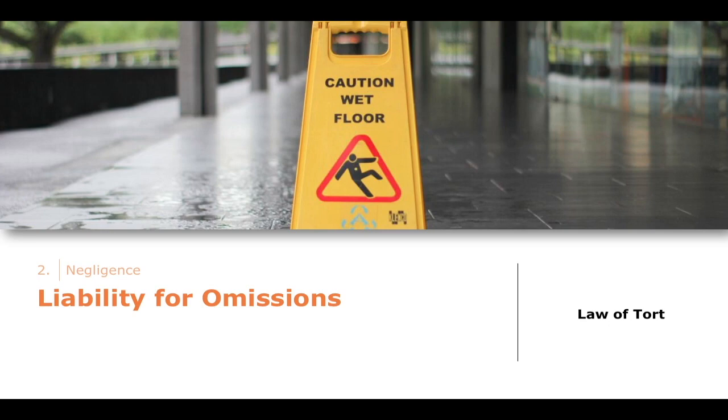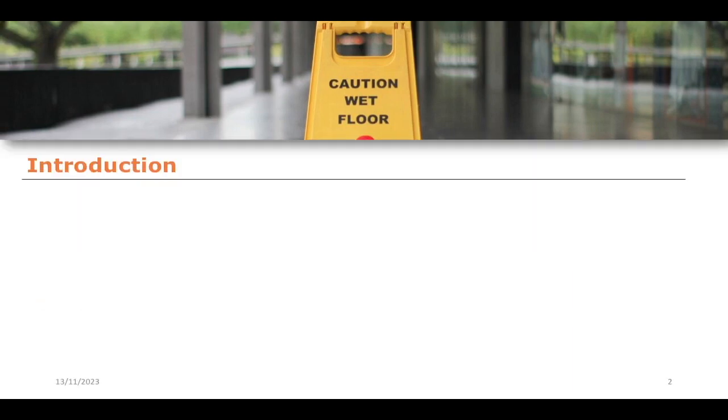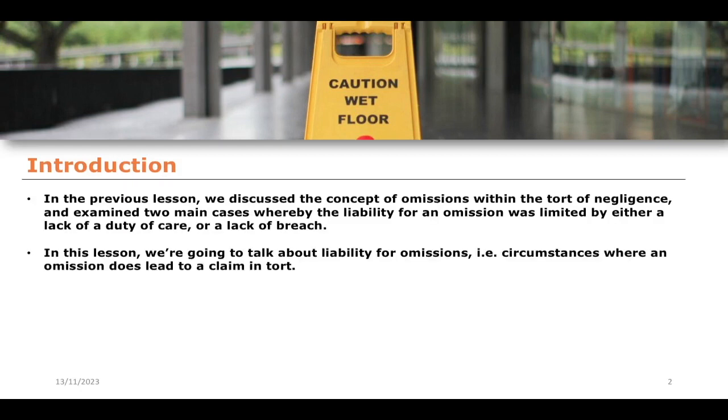Well, in this lesson, we're going to talk about the exceptions to this general rule, talk about some of the examples where we have found that liability for an omission does take place in the context of the tort of negligence. So, we're going to talk about the circumstances where an omission does lead to a successful claim in tort, and the processes by which the failure to act in a certain way could give rise to liability.